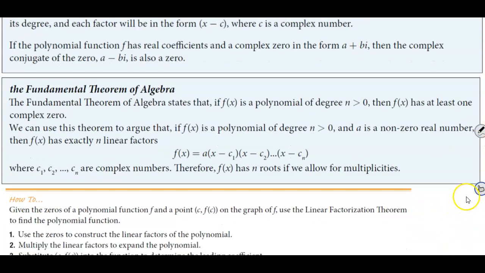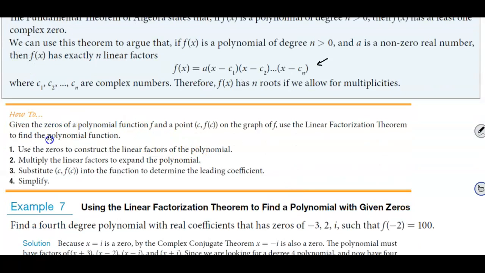The other definition that we need to make sure that we're familiar with is the fundamental theorem of algebra. The fundamental theorem of algebra states that if f of x is a polynomial of degree n greater than 0, then f of x has at least one complex zero. We can use this theorem to argue that if f of x is a polynomial of degree n greater than 0, and a is a non-zero real number, then f of x has exactly n linear factors. So the form is written as f of x equals a times x minus c1, x minus c2, all the way to x minus cn, where c1, c2, and cn are complex numbers. Therefore, f of x has n roots if we allow for multiplicities.